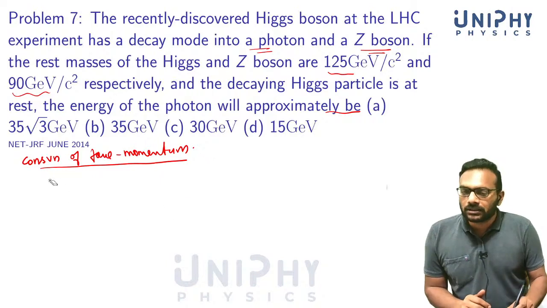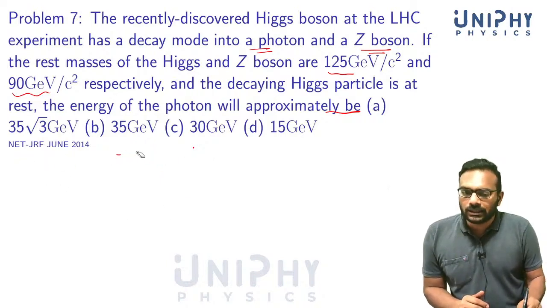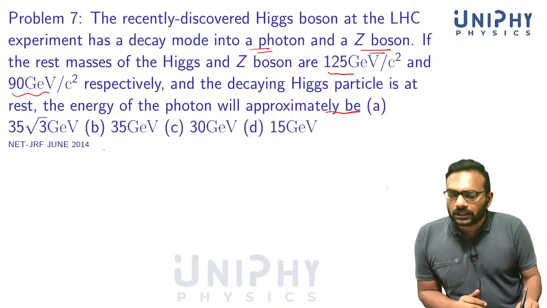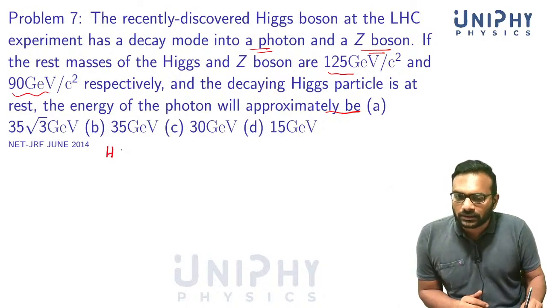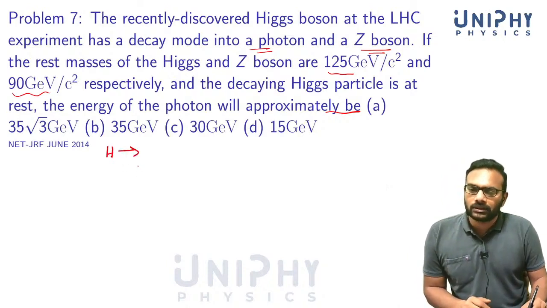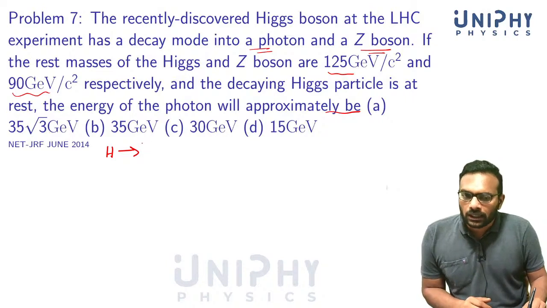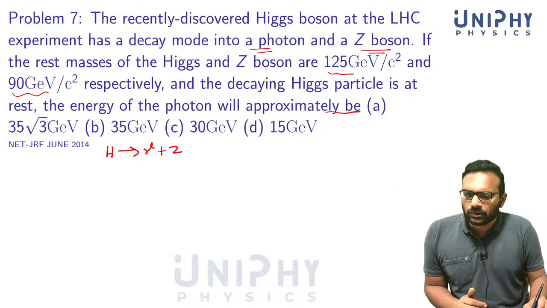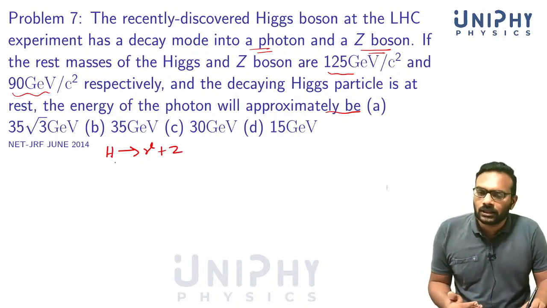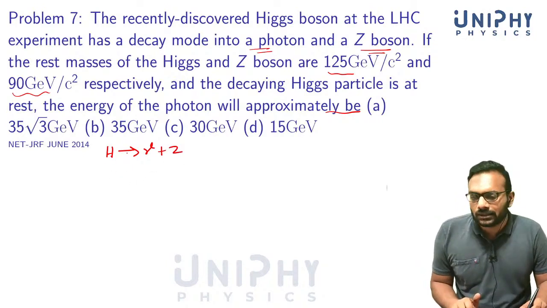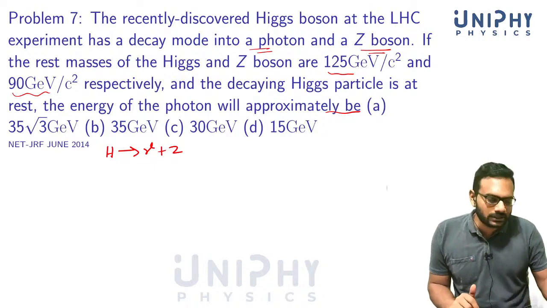So what's conservation of 4 momentum? I'll write the interaction here. We have got the Higgs boson decaying into a photon, which I'll write as gamma, and a Z boson. It's Z0, charge is 0. The Higgs boson is a chargeless particle. So H gives gamma plus Z.